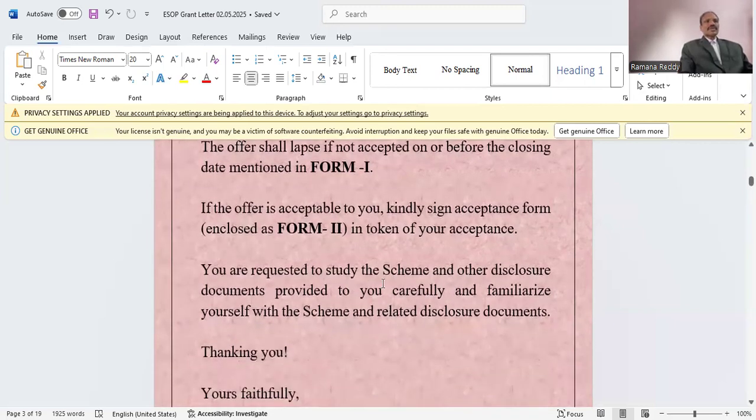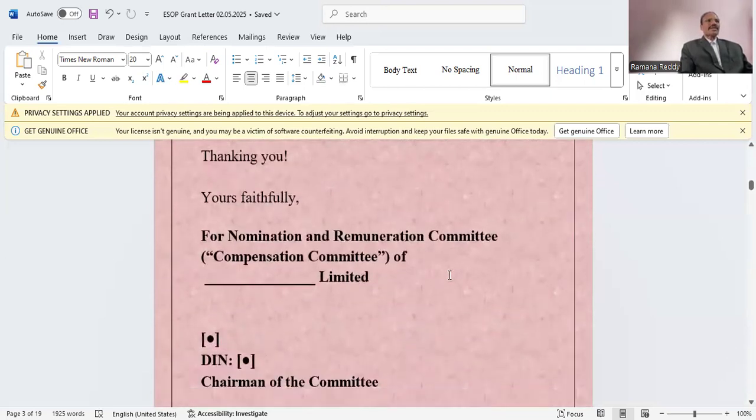You are requested to study the scheme. The scheme is also attached herewith. The employee has to study the scheme and other disclosure documents provided to you carefully and familiarize yourself with the scheme, because there is a lot of terminology to become familiar with, and the related disclosure documents. This is the covering letter for the ESOP grant letter. Along with this, we are giving the formats.